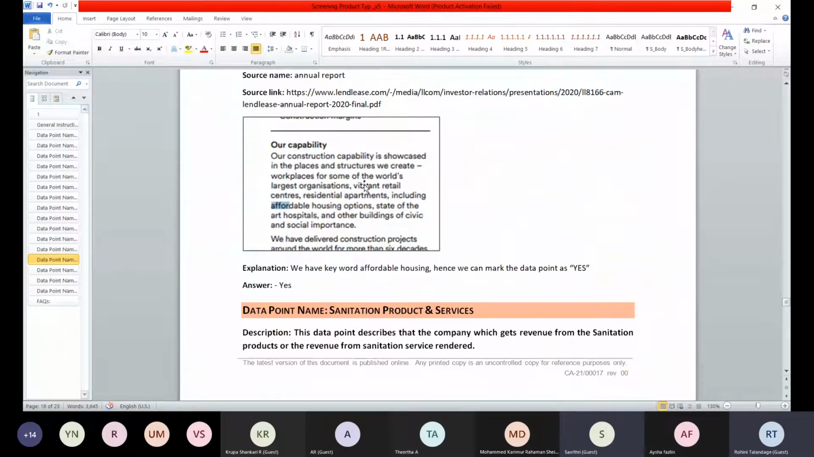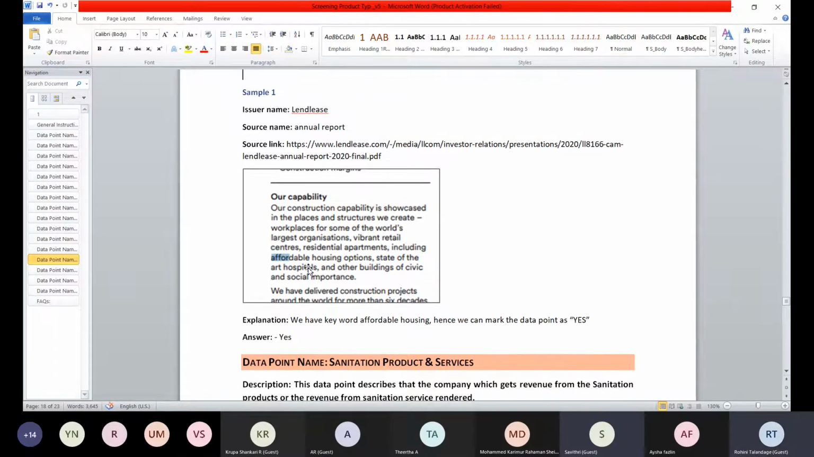Here what they are saying is, our construction capacity is showcased in the places and structures. We create workplaces for some of the world's largest organizations, vibrant retail centers, residential apartments, including affordable housing options. Here they are explicitly saying affordable housing options, right? So in this case, we can mark it as yes.